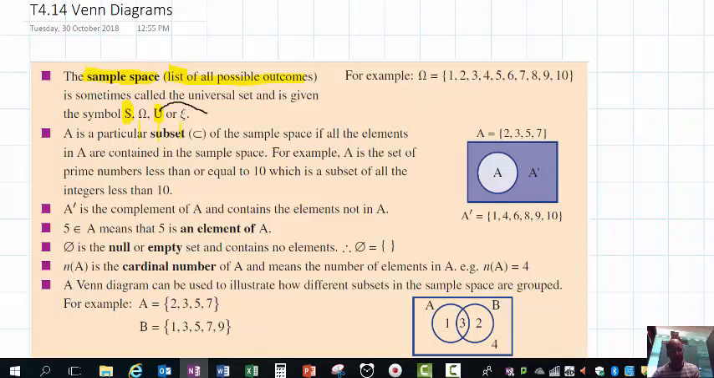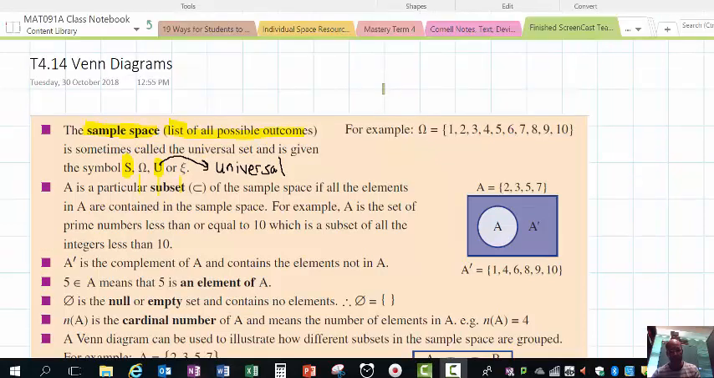So sample space or the universal set. Okay, so be aware that they mean the same thing. Alright, next we have a subset.